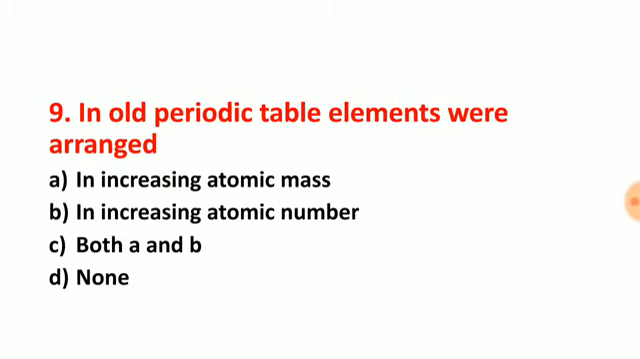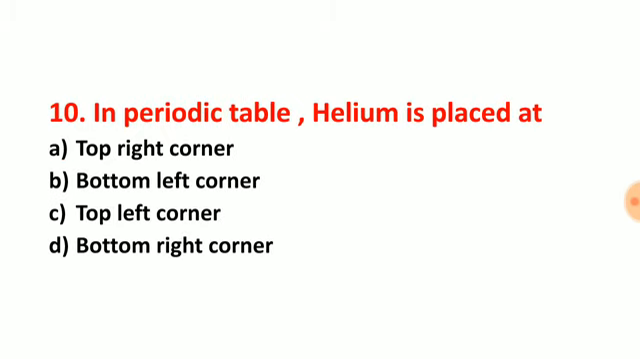Question number 9, in the old periodic table elements were arranged according to increase in atomic mass. Because of some problems the new periodic table came, and you should know the advantages and disadvantages of the old and new periodic tables. It is important for your entrance examinations. Now let us see question number 10. In the periodic table helium is placed at? In the periodic table helium is placed at the top right corner.